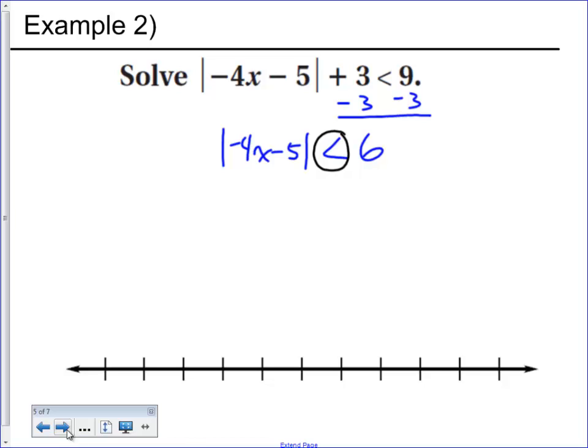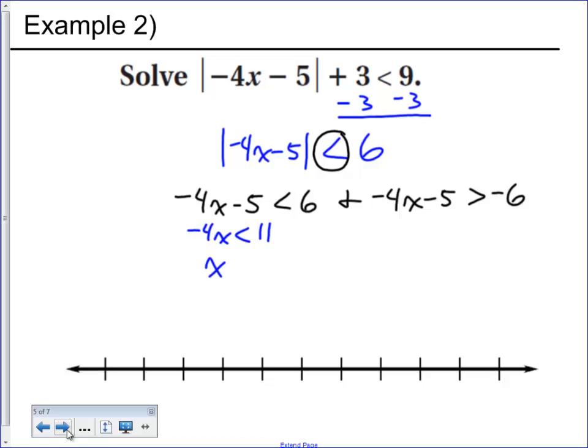All right, so we're going to go ahead and solve this. Negative 4x minus 5 is less than 6, and negative 4x minus 5 is greater than negative 6. Don't forget to flip your sign over here because you changed this side to a negative, so it's like multiplying by a negative on both sides of your inequality. Continue solving. Negative 4x is less than 11. X is going to be greater than negative 11/4, and the reason for the switch of the sign here is because we ended up dividing by the negative 4 on both sides.